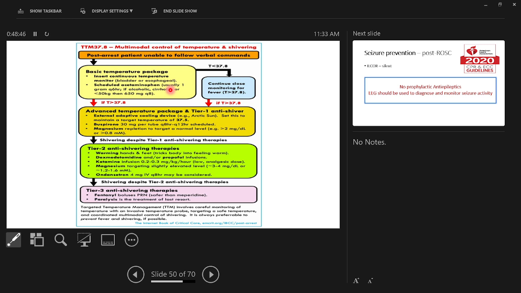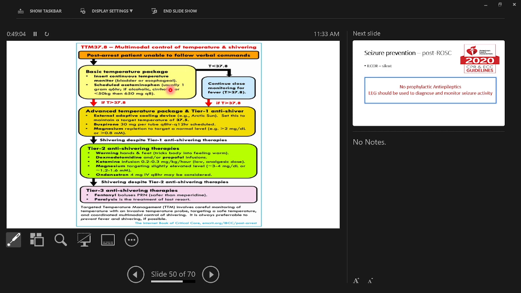Then we have to monitor the temperature. If the temperature is less than 37.8 degrees Celsius, then it is okay, and we have to continue closely monitoring the temperature. If the temperature is increasing to more than 37.8 degrees Celsius, then we have to start the advanced temperature package and the tier 1 anti-shivering drugs that I have already discussed in the Columbia anti-shivering protocol.